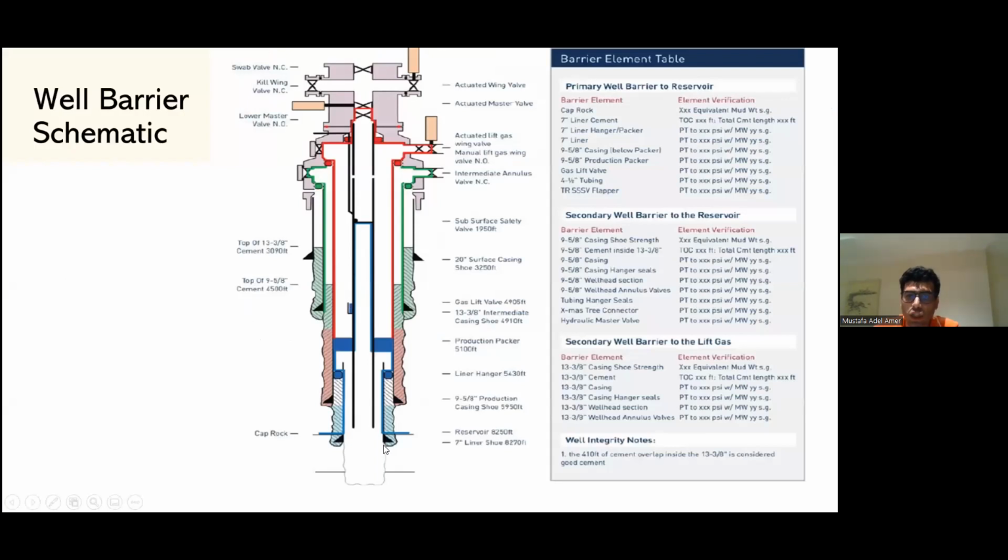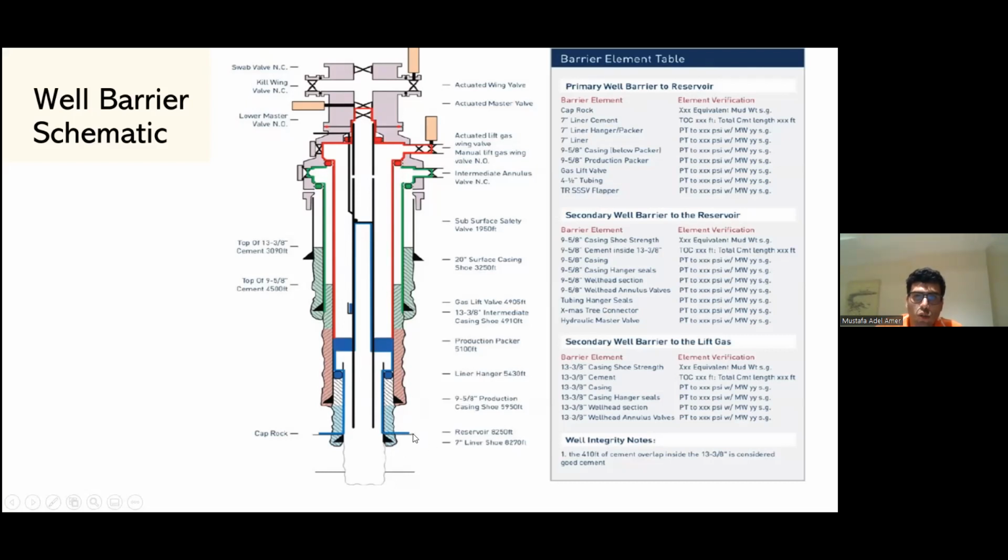Here, this schematic shows the same example that we went through before, but in a more illustrated manner. The primary barrier is composed of the cap rock of the reservoir, the 7-inch liner cement, and then the 7-inch liner hanger, and then the liner itself, and then you go to the tubing, and then you go to the subsurface safety valve and the gas lift valve.